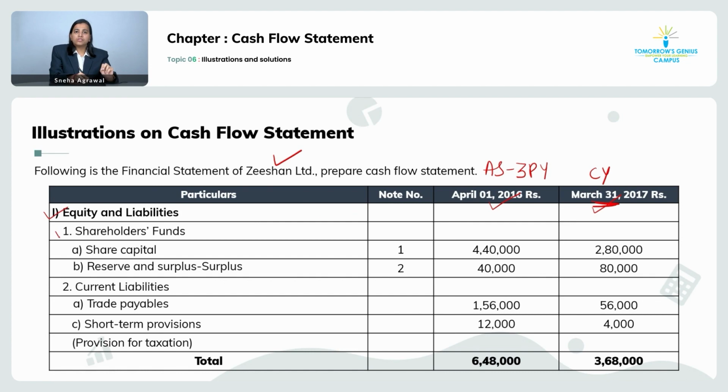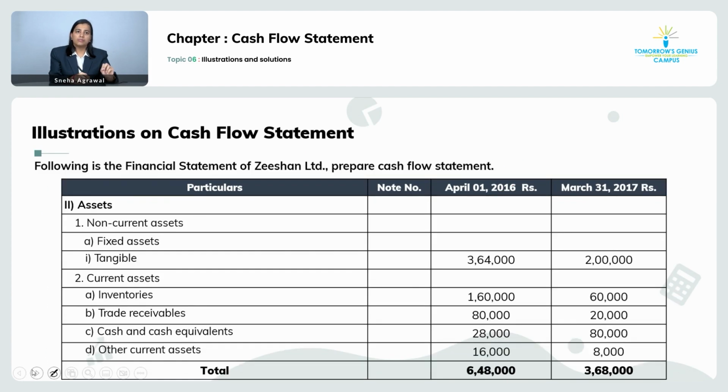What else is given? Equity and liabilities. Under that we have the first head known as shareholders' fund, under which we have share capital and reserves and surplus. For it we are given the note number. So we can't just make a judgment seeing this number that this is the final number. There is some kind of adjustment in this number, so we need to go and check the notes to the accounts given for this particular item.